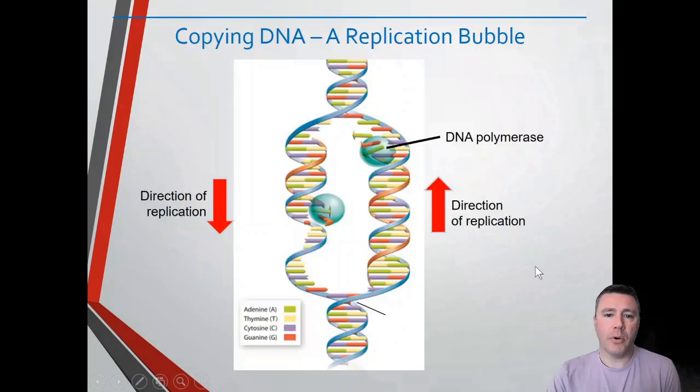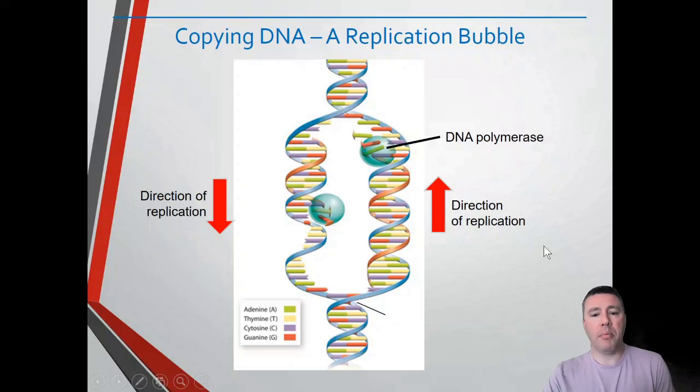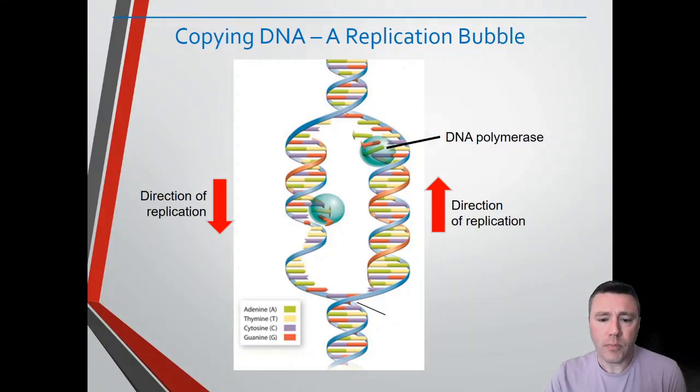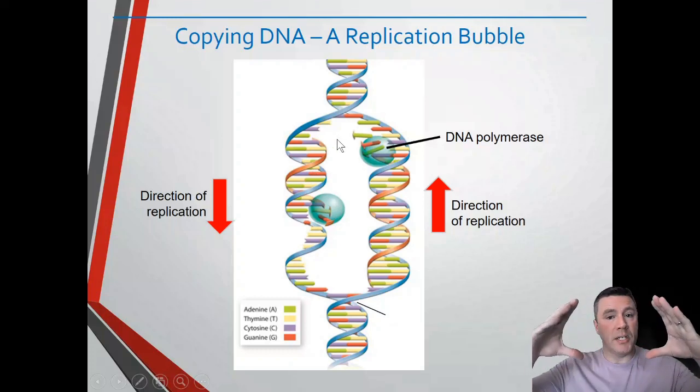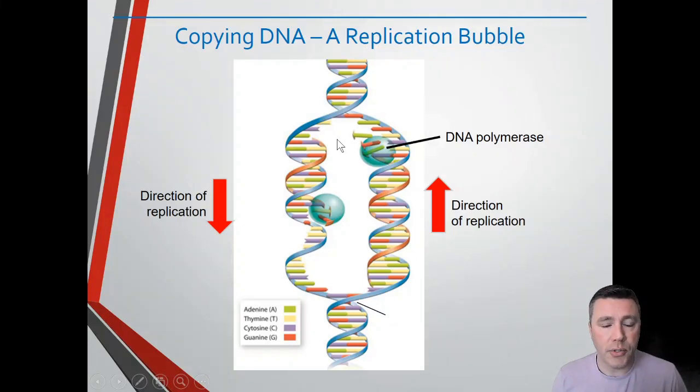All right, let's take a look at how DNA replication proceeds. First of all, what we're looking at here, this entire section, is referred to as a replication bubble. That's because as the molecule is copied, it actually opens up into little bubble-like structures. This is where our first enzyme is going to be involved, and this is called DNA polymerase.